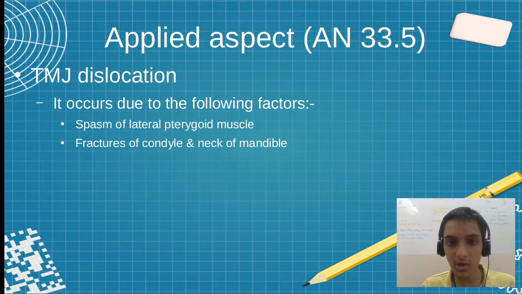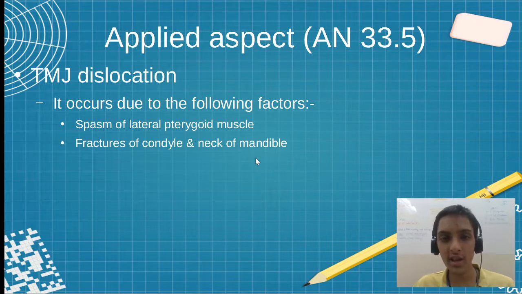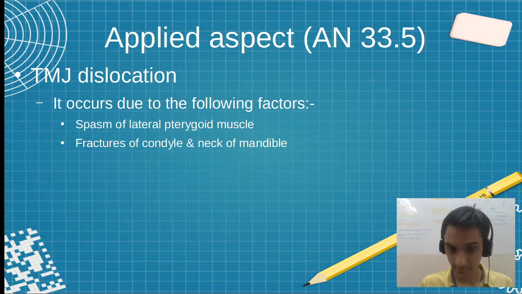Now, TMJ dislocation, the same thing I told you, but these are a few extra points. It occurs due to the following factors. The paralysis of lateral pterygoid muscle, which is what opens the mouth. Fractures of condyle and neck of the mandible. In the osteology of the mandible, I will tell you in detail about the fractures, but just understand for now that the neck of the mandible and the condylar process will be fractured in this case.